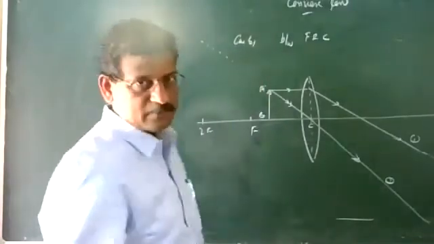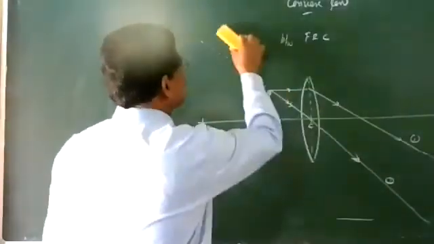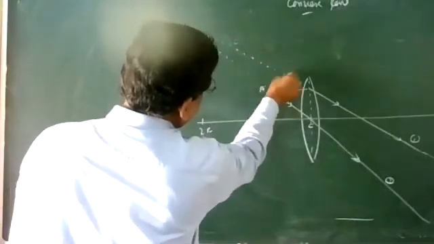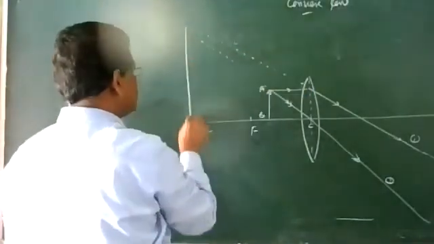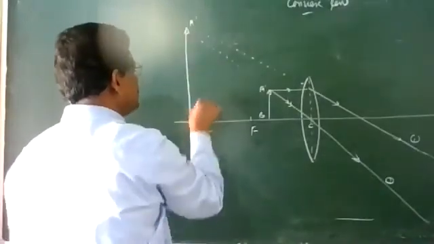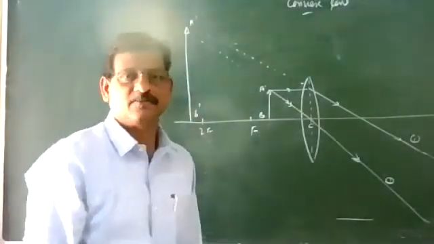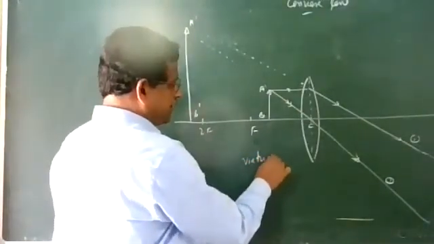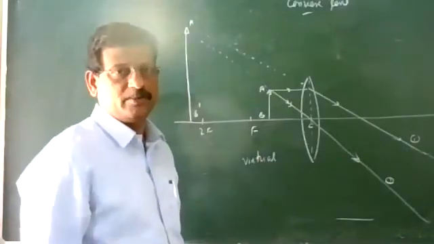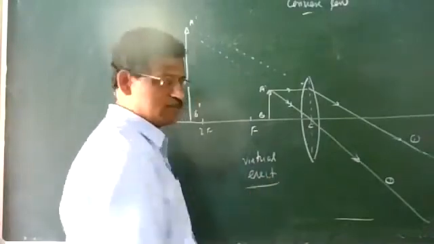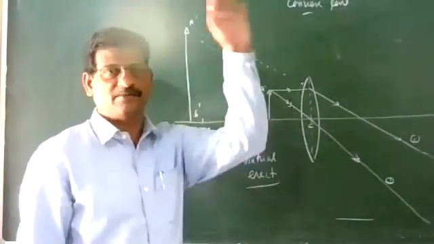Extend these two rays backward. So we will be getting the image at this point. So the image is formed here, A dash. Virtual image. So virtual image is formed only in one case, when the object is between F and C. So virtual, but the speciality is it is an erect image. All virtual images are erect.